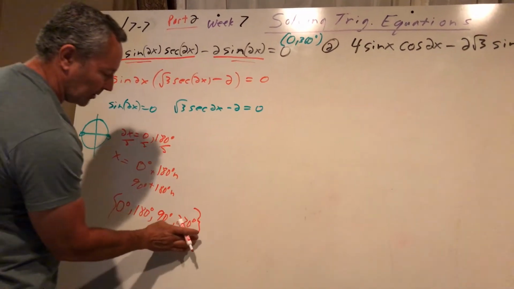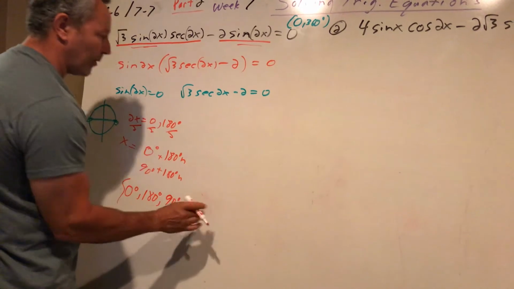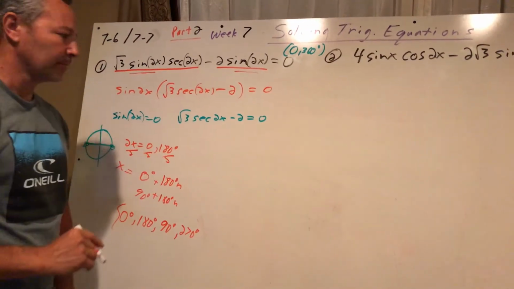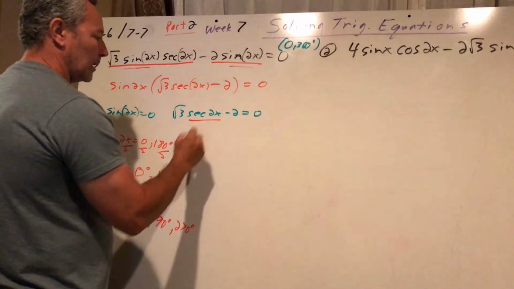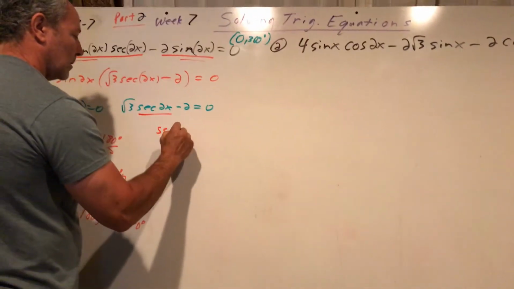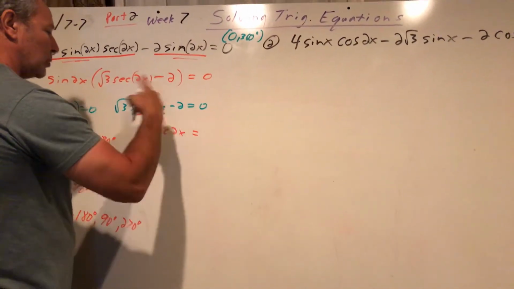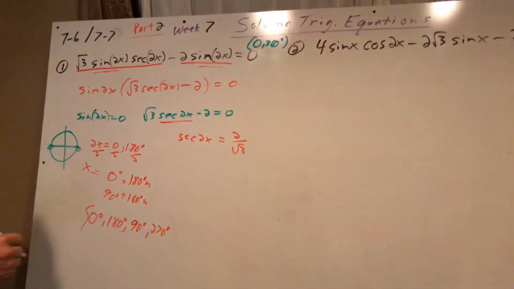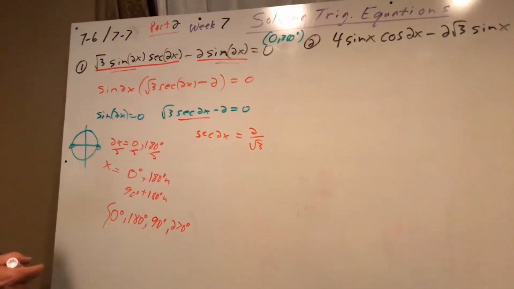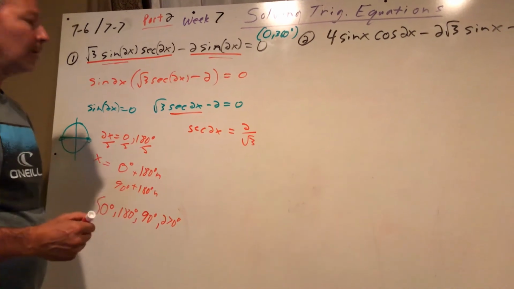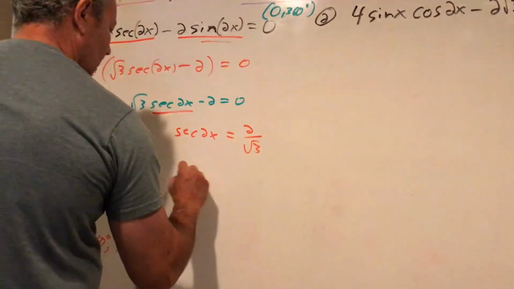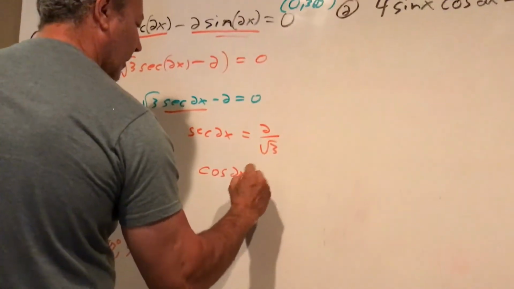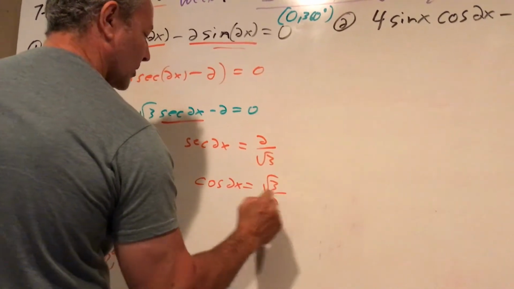Now I shouldn't close this side because I'm only halfway done with the problem. I have to do this part as well. I'm going to get secant of 2x alone. I'm going to add 2 and divide by 3. 2 over root 3. I can't work with secant, so I have to find its partner. Secant's partner is cosine. So cosine of 2x equals root 3 over 2.